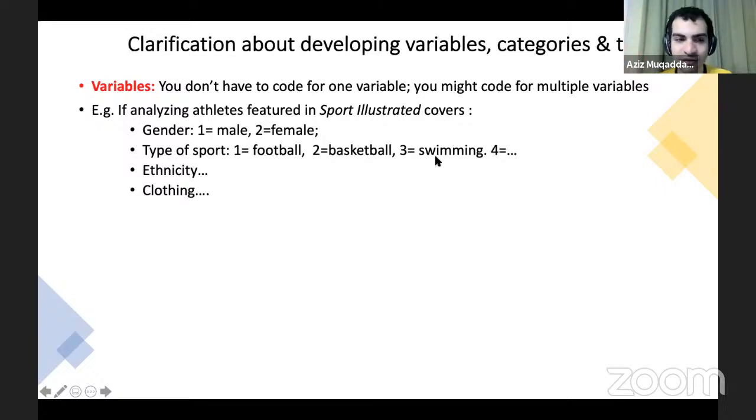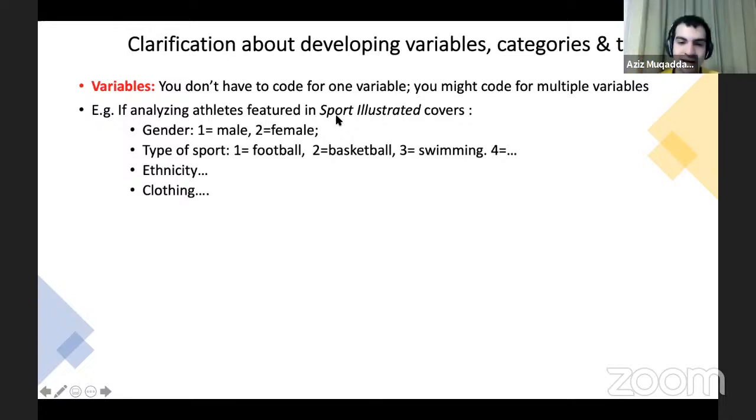So, for instance, if you're analyzing athletes featured on Sports Illustrated covers, one variable could be gender, which would have two or more levels: male, female, and unlisted or other. You can also code for the type of sport, so football, basketball, swimming, etc. A third variable could be the ethnicity of the athlete. A fourth variable could be the clothing.